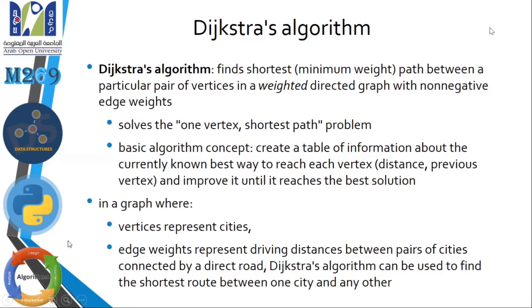We'll see it, inshallah. Imagine that vertices represent cities, like what we did. An example will work. Edge weights represent driving distances. It could be anything. It could be days, times, anything, between pairs of cities connected by a direct road, and so on. So Dijkstra's algorithm can be used to find the shortest route between one city and any other city.